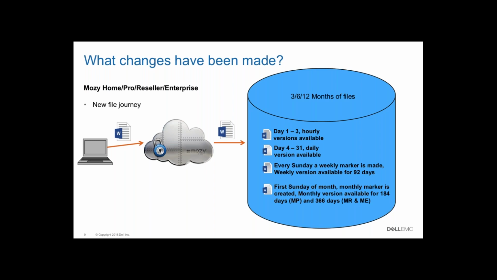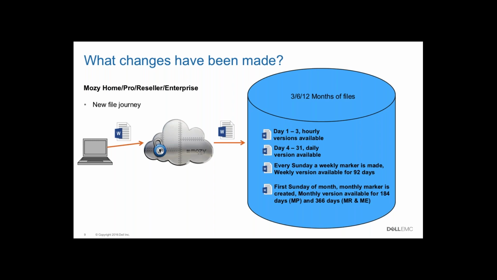After the first 3 days, you will then have daily versions available for the next 31 days. So for the next 28 days, to a total of 31 days, you would have daily versions available. The big thing that's changing is that previously you would have had potentially 360 different restore points. Now you will have 30 days, so 30 restore points. It's paring down all those additional versions that may not be a major thing to you, and we're giving you 30 daily versions.